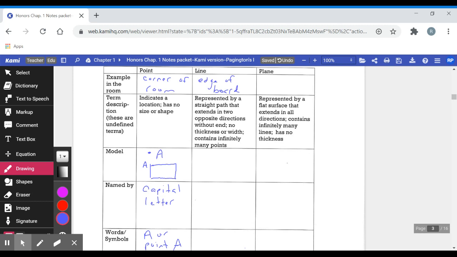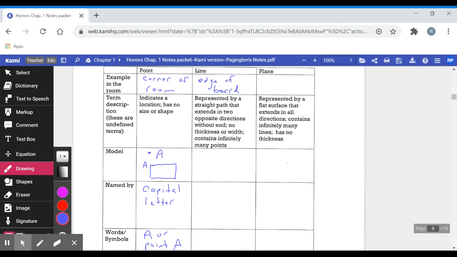The description of a line is it's represented by a straight path that extends in two opposite directions without end. So again, that line is going to go forever and ever in both directions. It technically has no thickness or width, just like we said, a point has no size or shape. Same idea there. And it contains infinitely many points, meaning, a line, even though you might not see a lot of dots on it, is technically made up of tons and tons of points.